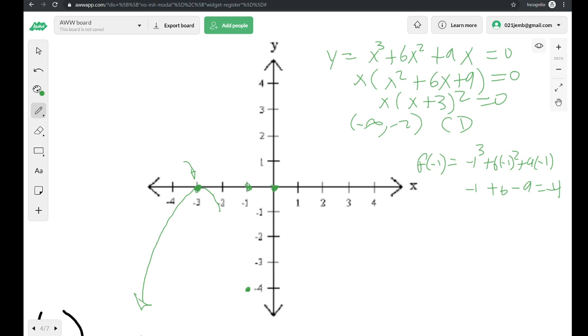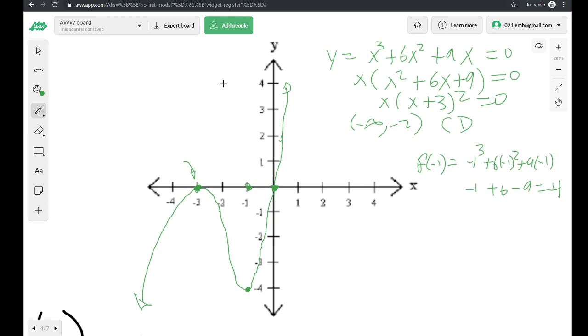And then we can finally finish the sketch. It's going to be something like that. It's going to go back up, cross at x equals 0 and y equals 0, and it just keeps going to infinity. That's going to be the cubic function.